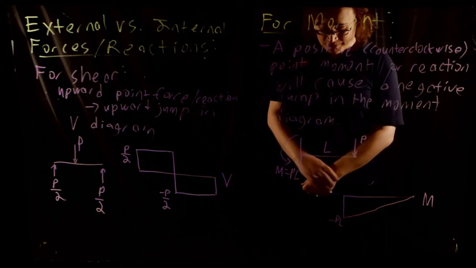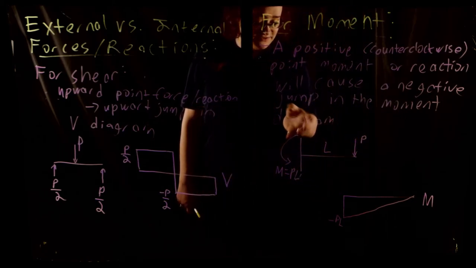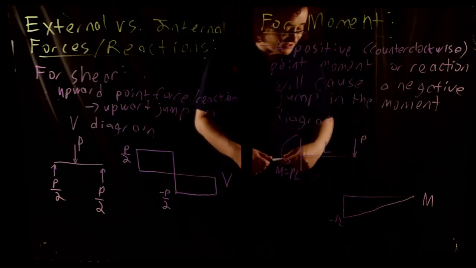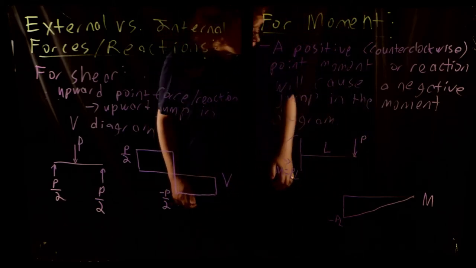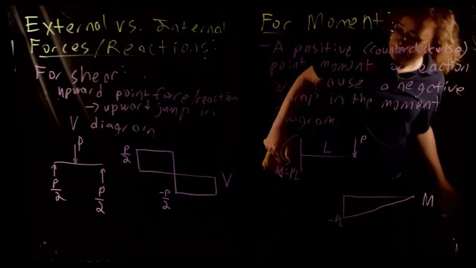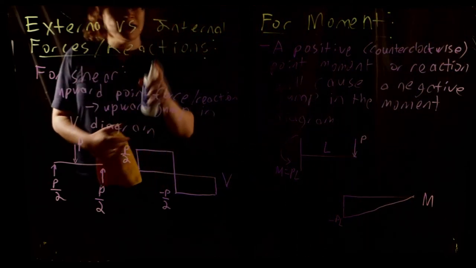Okay, so again, we have a positive external moment, and that's going to cause a negative immediate jump in the moment diagram. And that even works for internal moments, like a point moment applied internal to a beam. And I'm going to illustrate that through one more example.